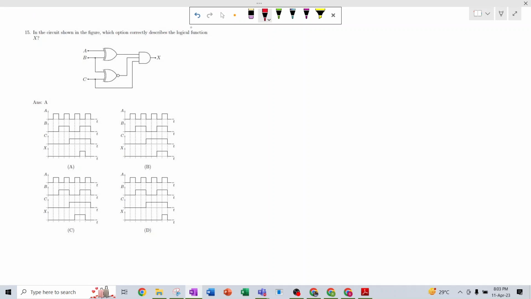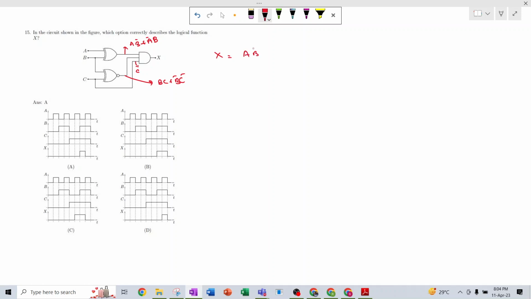See one thing. At first we need to find out what the expression should be. So here it is XOR, right? A XOR B. That means A B bar plus A bar B. Here till here it is B XNOR C, right? So BC plus B bar C bar. And here it is C. So what will the expression be?